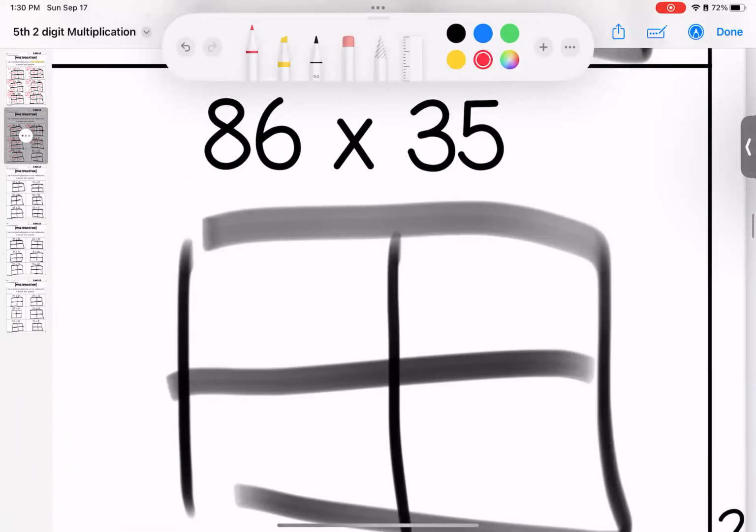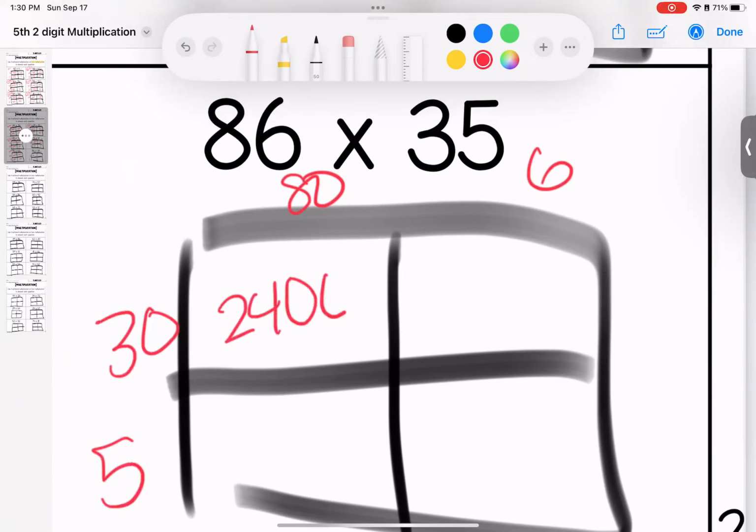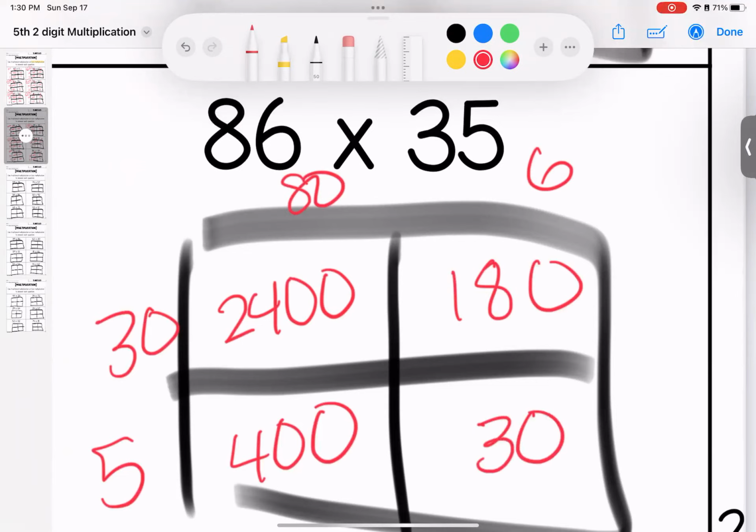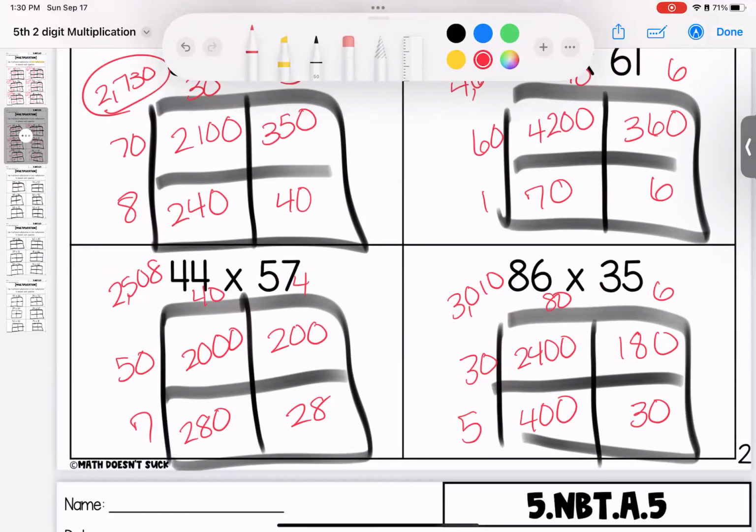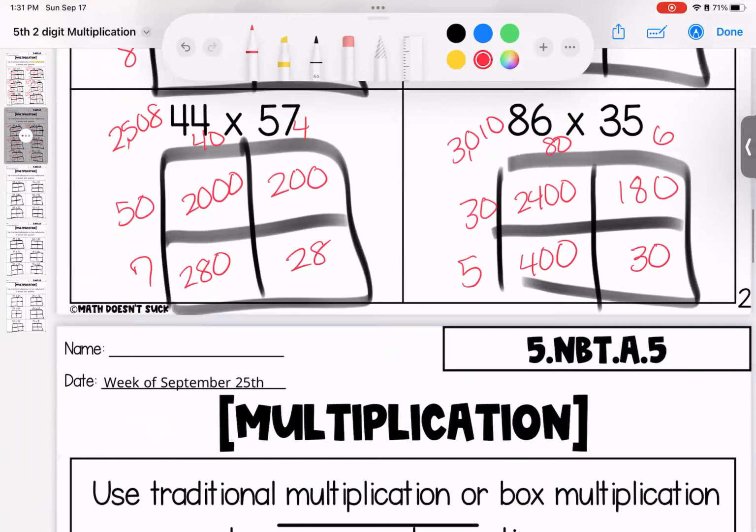Last one for this page is 86 times 35. We have an 80 and a 6, a 30 and a 5. 8 and 3 is 24, 2 zeros. 3 and 6 is 18, 1 0. 5 and 8 is 40 with a 0. 5 and 6 is 30. All together, 3,010. That is the end of page 2. Questions? Bring them with you to class.